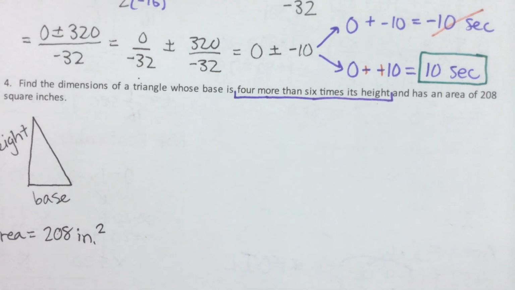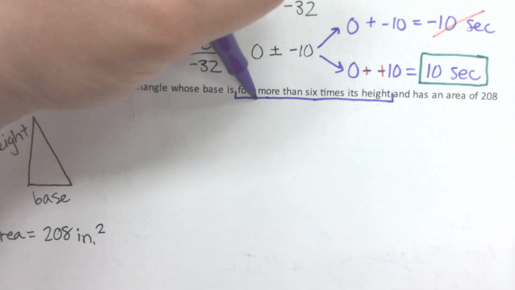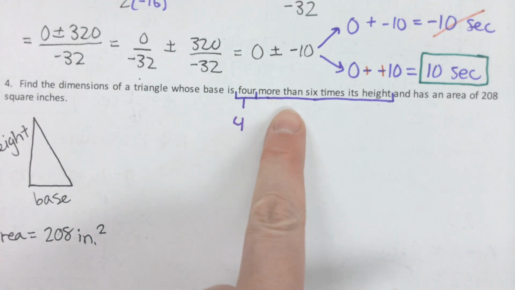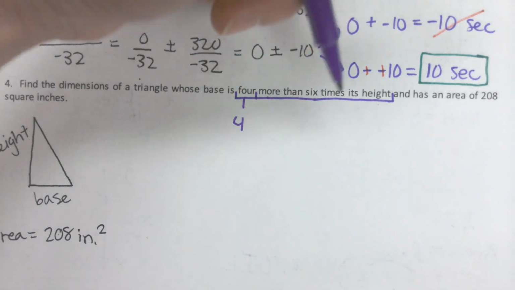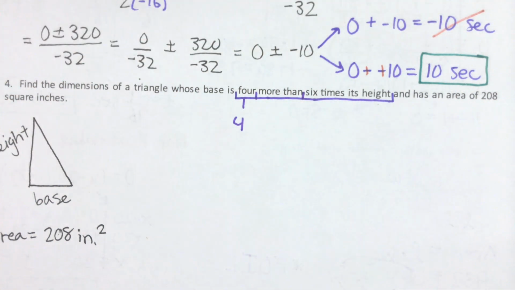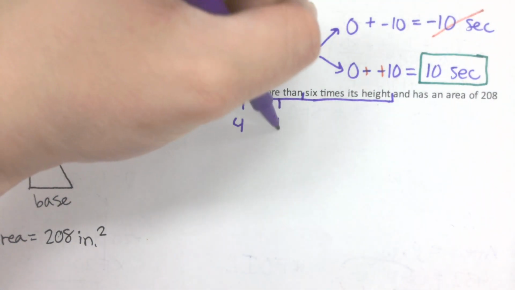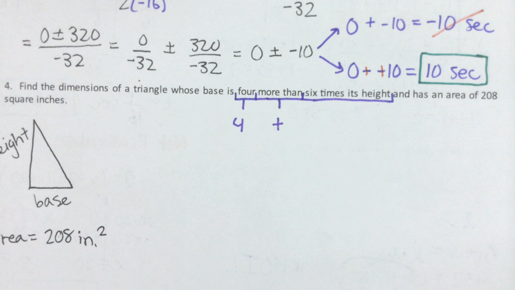So let's turn that into a little math expression. First off, we have a 4 here. 4 more than 6 times its height. More than, some students will too literally translate this and write a greater than symbol. That's not what they're asking for. Does anyone know what symbol I'm going to use for more than? Plus. In addition to. Plus.